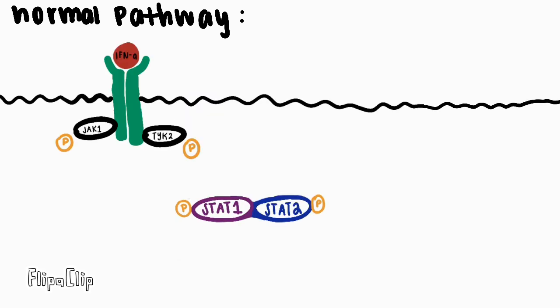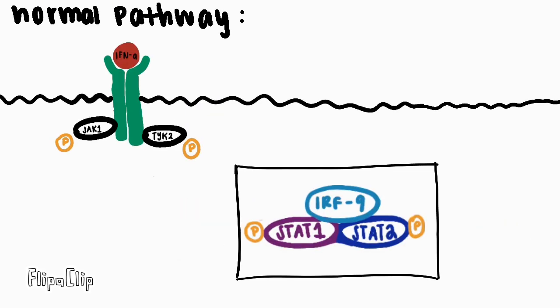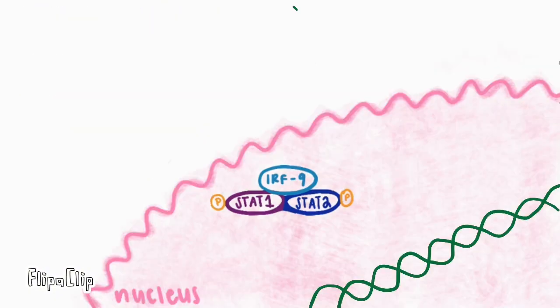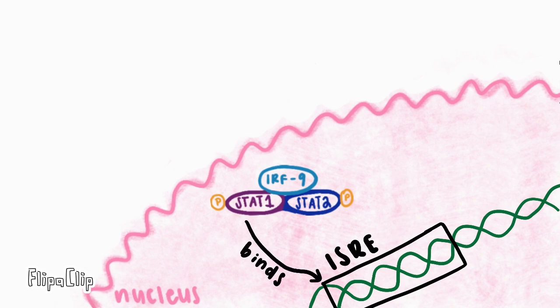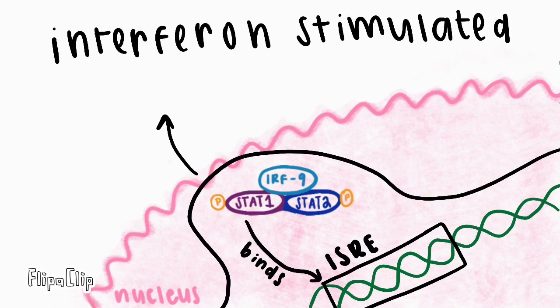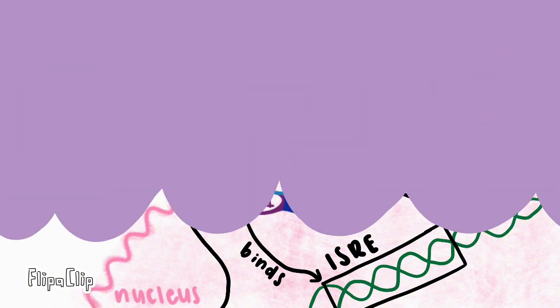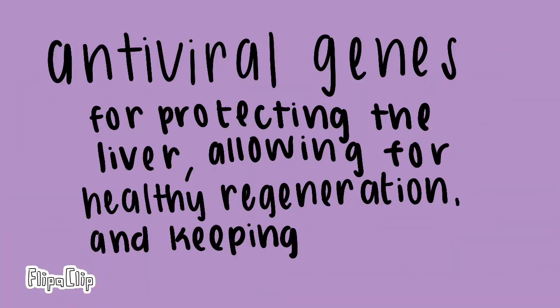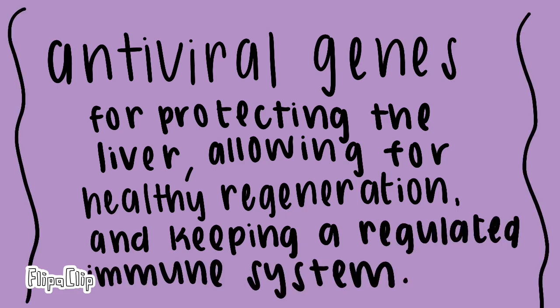Then STAT1 and STAT2 dimerize. Interferon regulatory factor 9 joins the STATs. Together they form the ISGF3 complex. With a nuclear localization signal, the complex enters the nucleus. Then the complex binds to specific nucleotide sequences, which are known as ISREs. This creates interferon-stimulated genes, which are antiviral genes. They protect the liver, allow for healthy regeneration, and keep a regulated immune system.